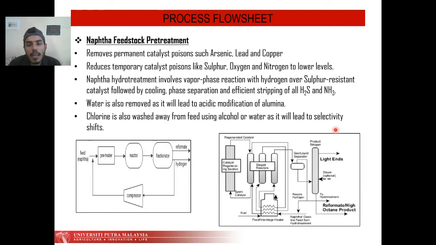Next, before we go on to the PFD, the main process: the naphtha feedstock is pre-treated to remove permanent and temporary catalyst poisons such as sulfur, oxygen, nitrogen, and also arsenic, lead, and copper. Naphtha also undergoes hydrotreatment to remove H2S and NH3. It's already pre-treated here, and this is done at pre-treatment around here.